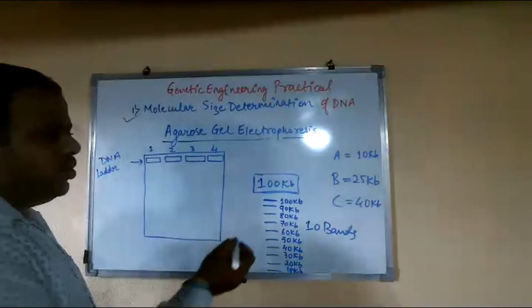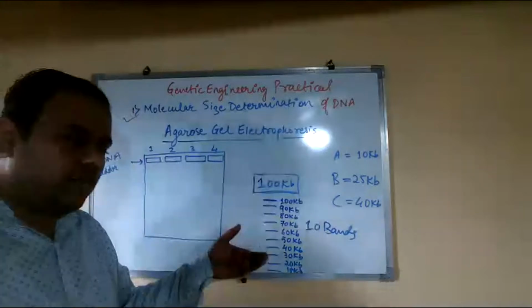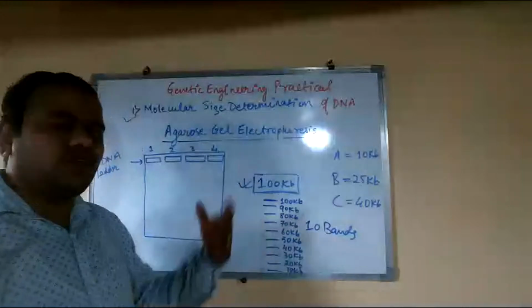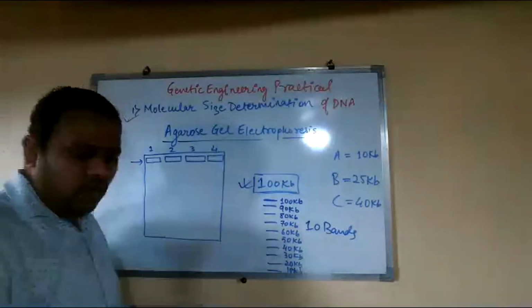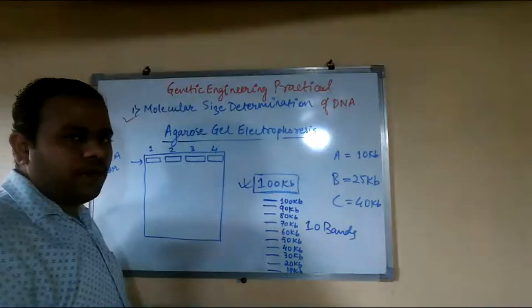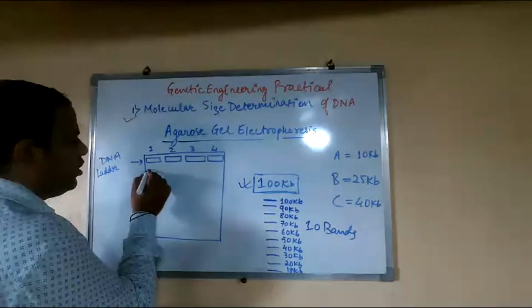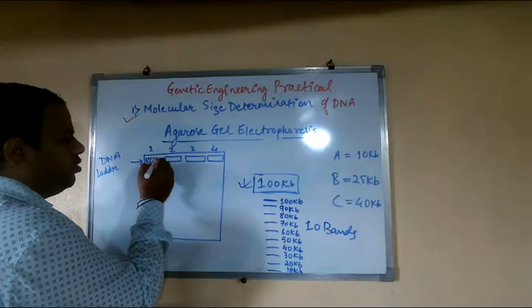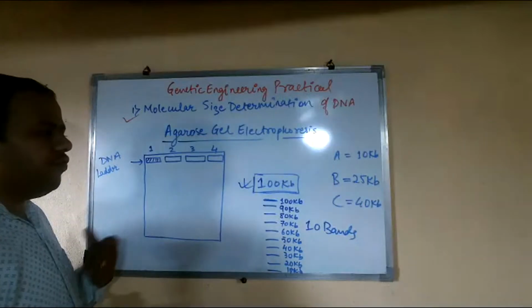As you know, the DNA ladder is of 100 kb that we are using here. You can choose the size of the DNA ladder according to the DNA whose molecular weight you have to determine. So I am taking the 100 kb ladder. What is going to happen? This 100 kb ladder is loaded onto this well, so the first lane will be the DNA ladder.